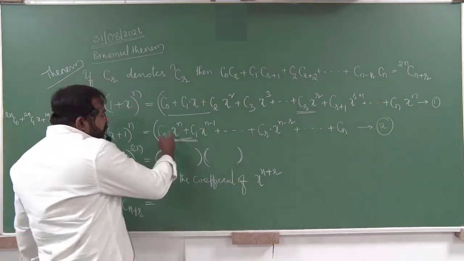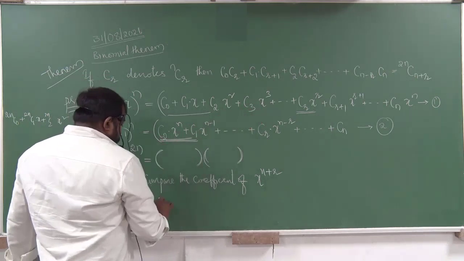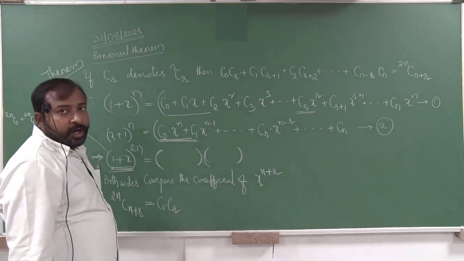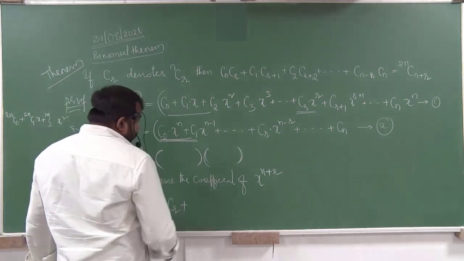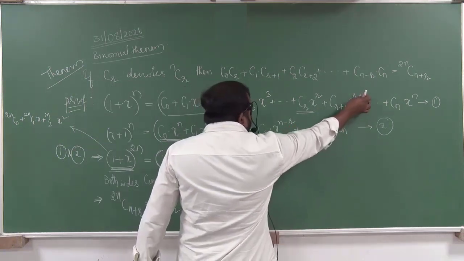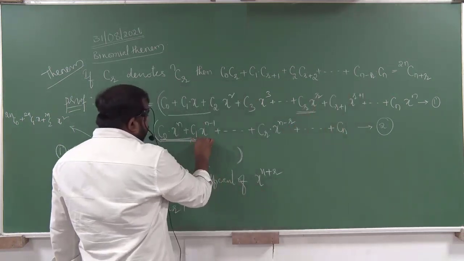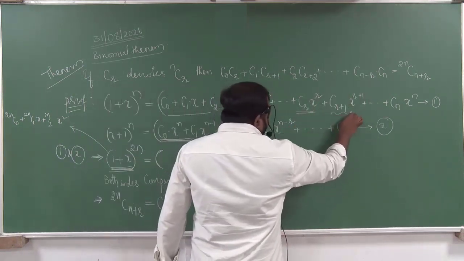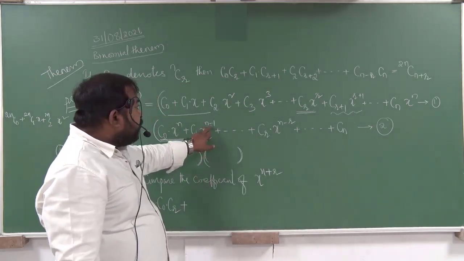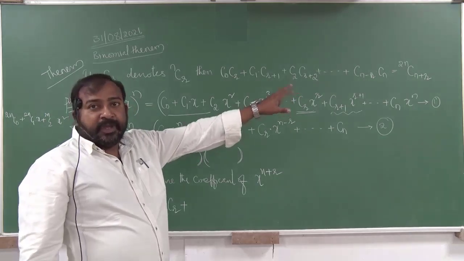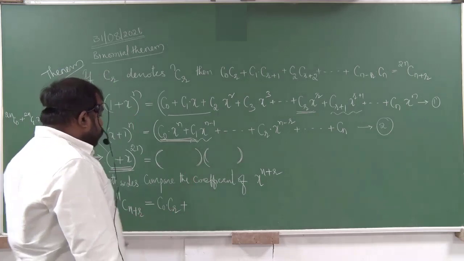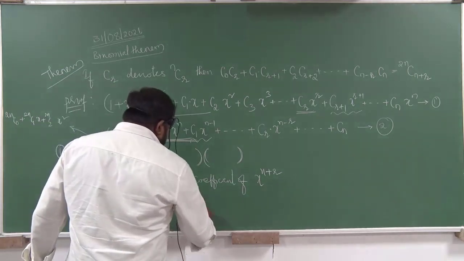So what is the x power n plus r coefficient? On this side my first value is C0 into Cr. Got it, mom? Plus next value. X power n minus 1 is there, x power r plus 1 is there. If you multiply this value into this value, then what will you get? X power n minus 1 into x power r plus 1. Minus 1 plus 1 cancel, again x power n plus r you will get. There what is the coefficient, mom? C1 into Cr plus 1.